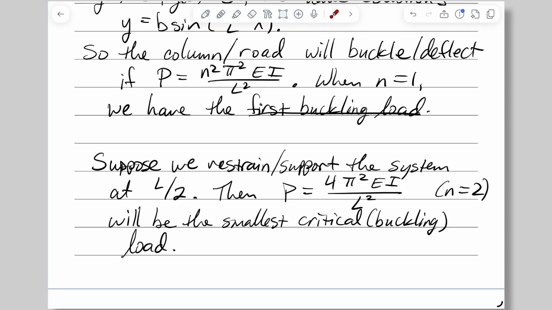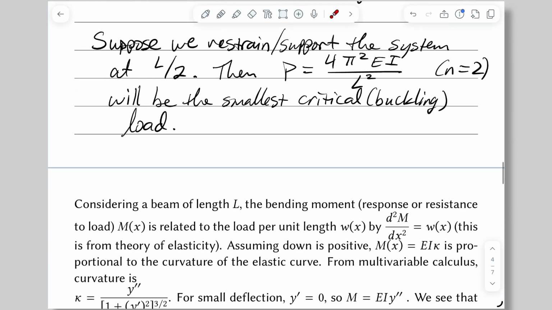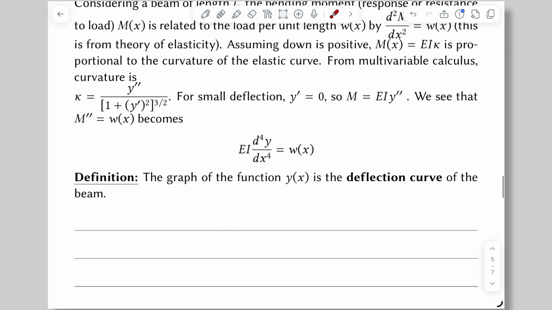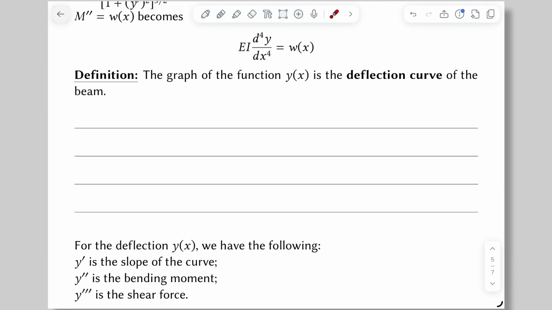These are intended to help you understand what's going on with an eigenvalue and an eigenfunction and what it means to have a non-trivial solution. We're now going to shift gears and consider a beam that's going to be either supported or embedded. We're going to consider what can happen with a beam.